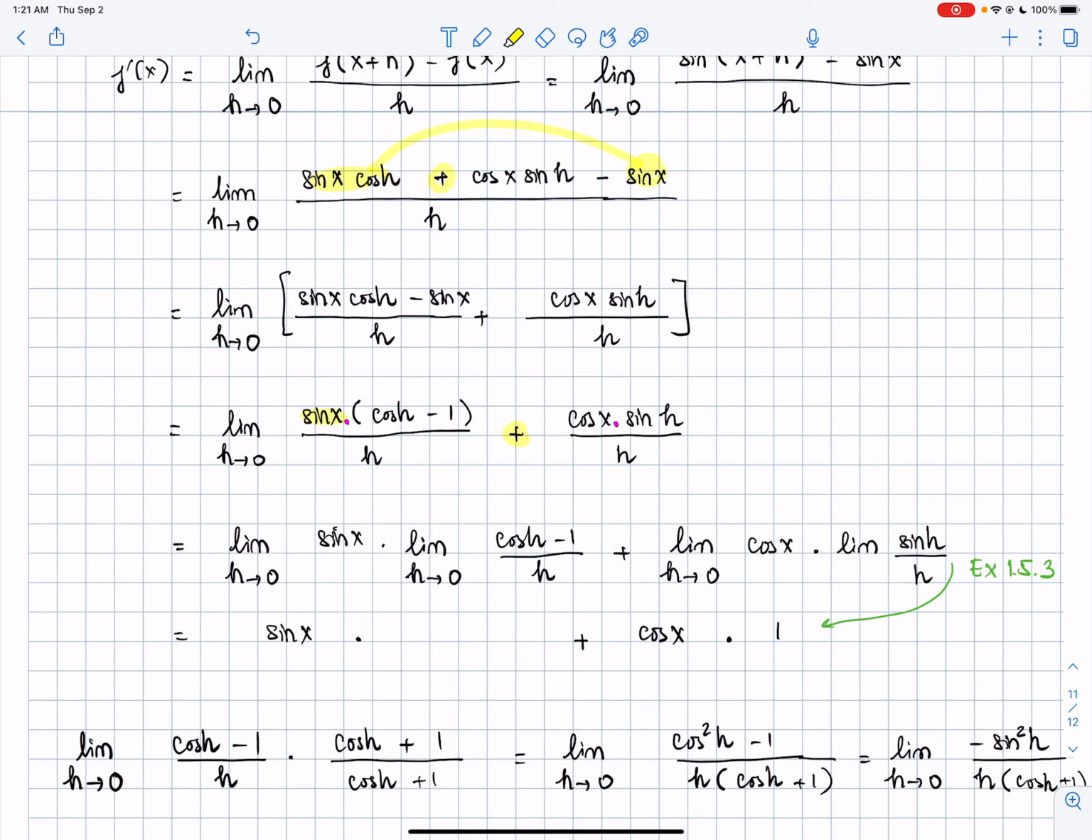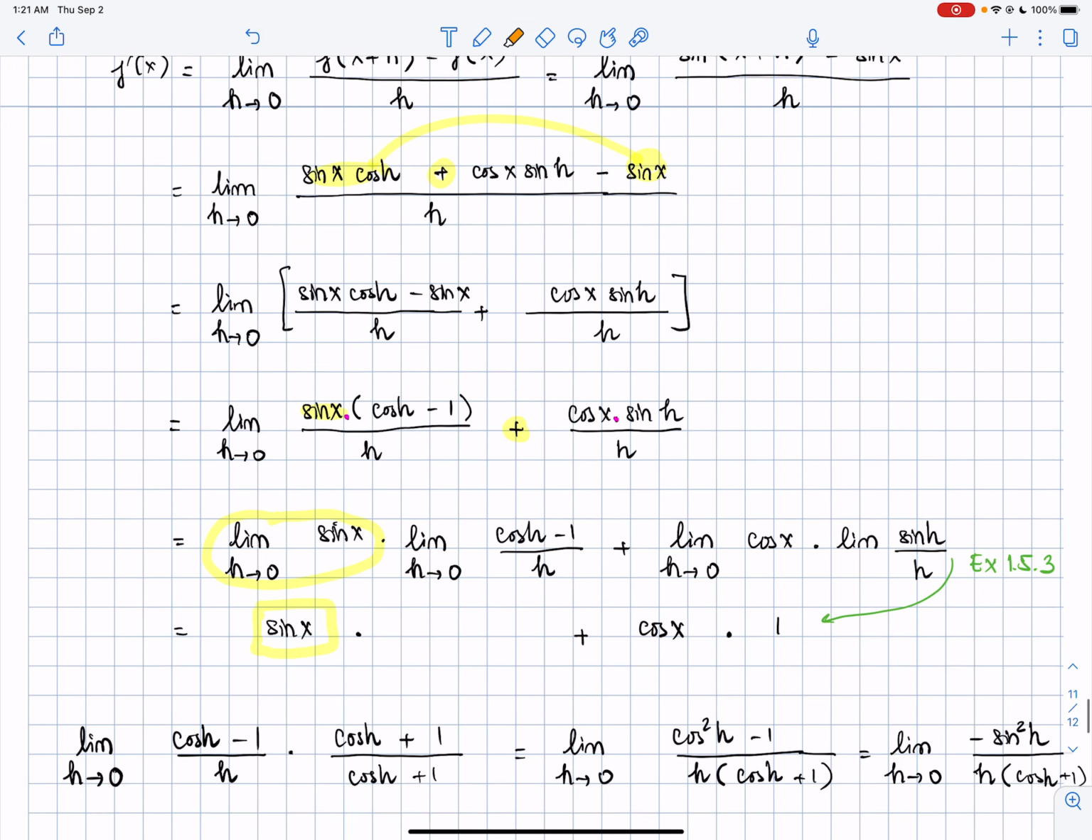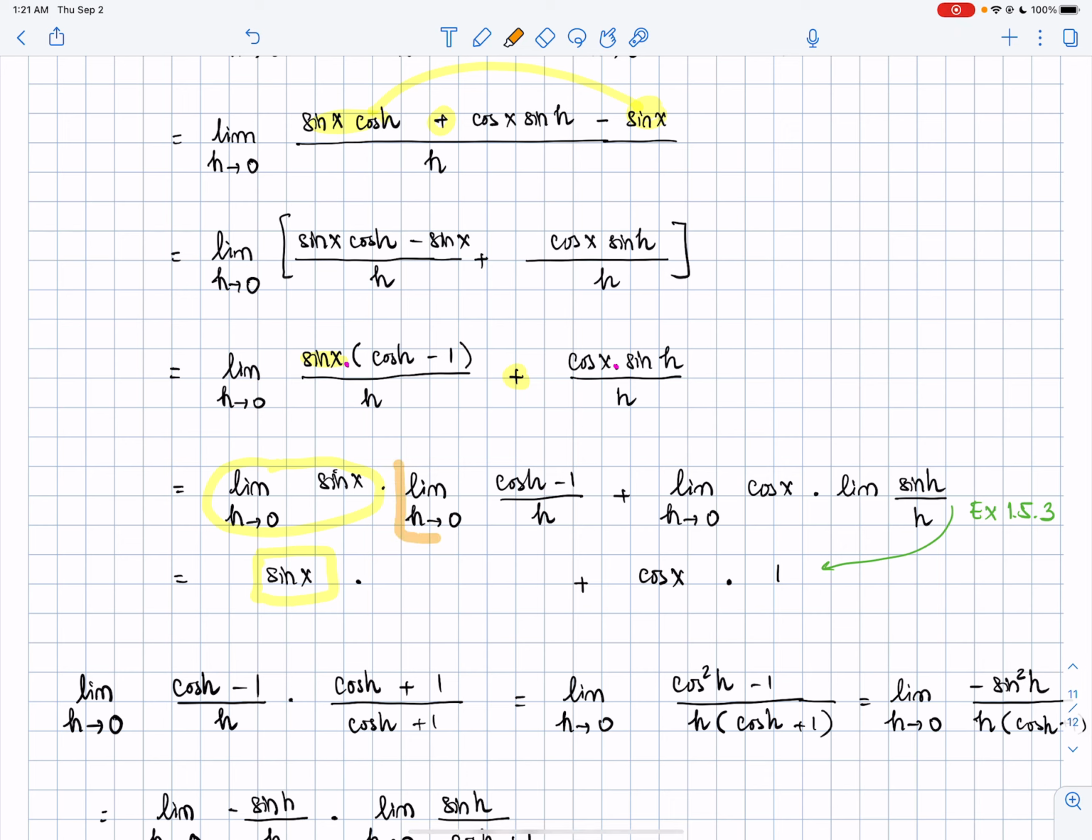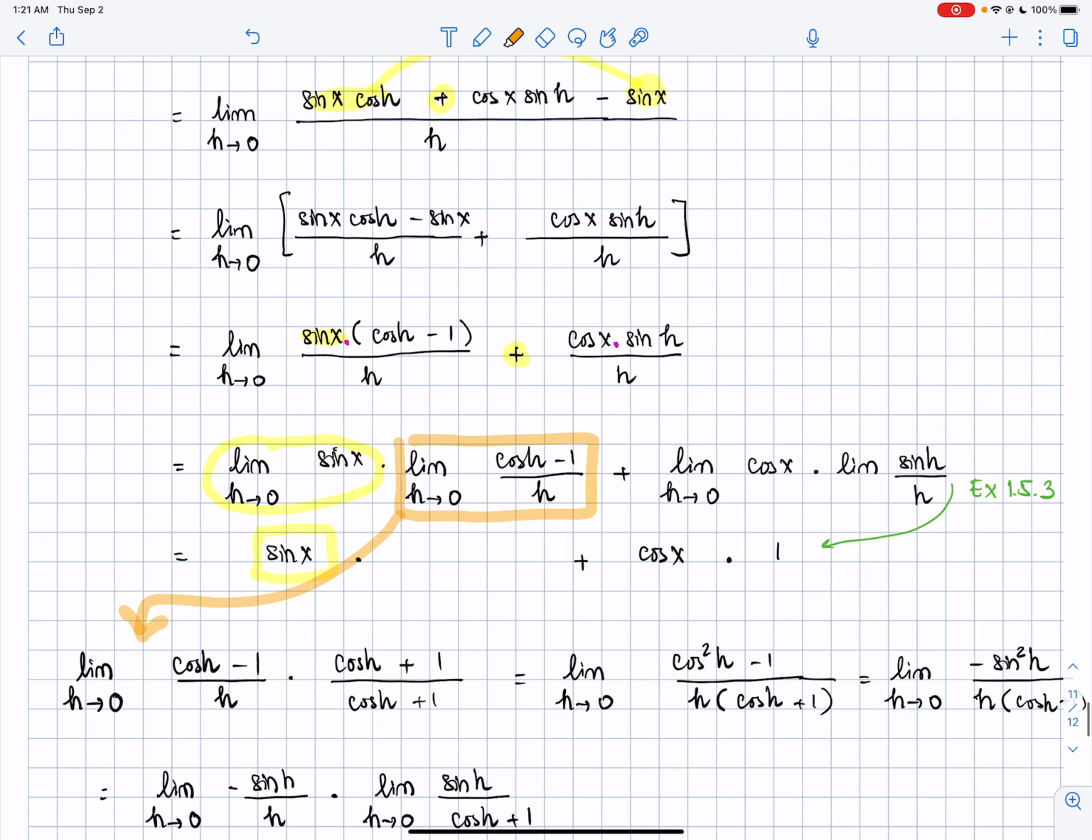Okay, so sine of x, the limit as h approaches 0. This function has no h, so this is like a constant. With the multiplication, it will be the constant. So as h approaches 0, the answer is sine of x. The next one, we don't know the answer, so I'm just leaving it here and then I go down and prove this. So we're going to look at that later.